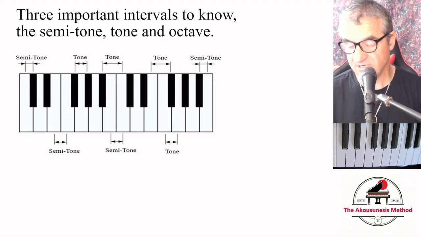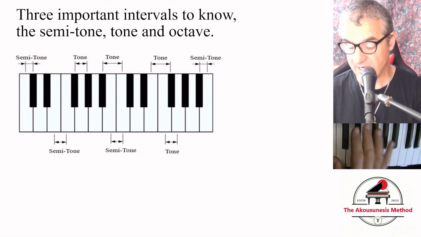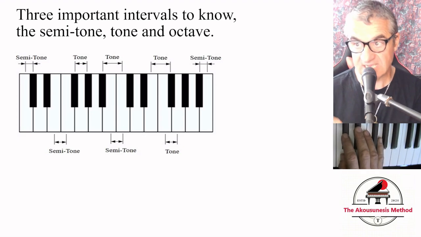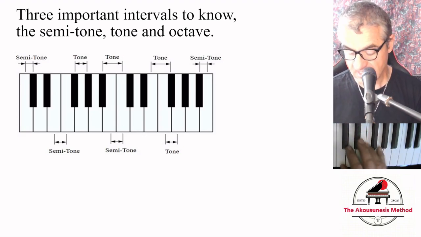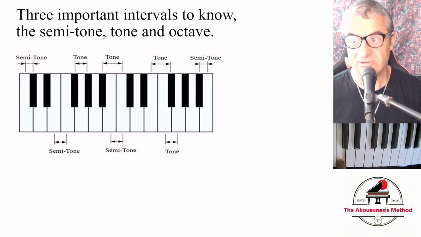So a semitone is just, if you pick one note, any note, right? And we're just showing a few up here. So if we pick C, a semitone up is just the next note up.